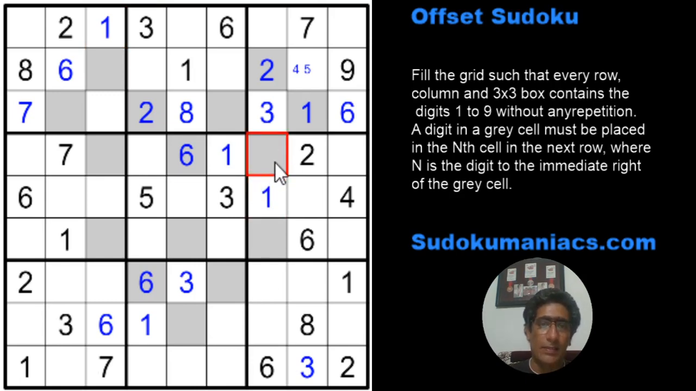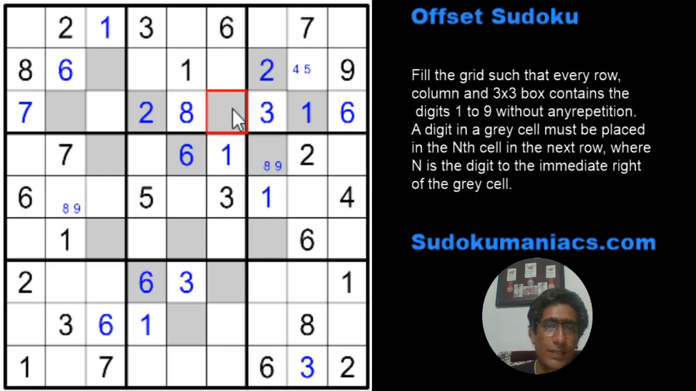Now this gray cell, whatever be the digit here, has to be in the second cell of the next row. So the possibilities for this cell are 1, 2, 3, 4, 5, 6, 7 are ruled out. So 8 and 9 are the only digits that can be possible. Alright?